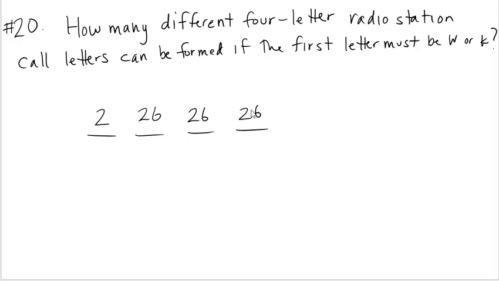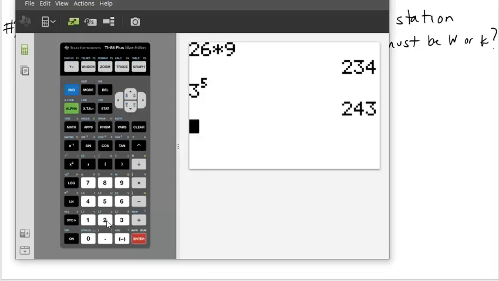So this is 2 times 26 times 26 times 26. And again, I would encourage you to use exponents here to shorten this up. I'll do it both ways. So you could literally just type 2 times 26 times 26 times 26.